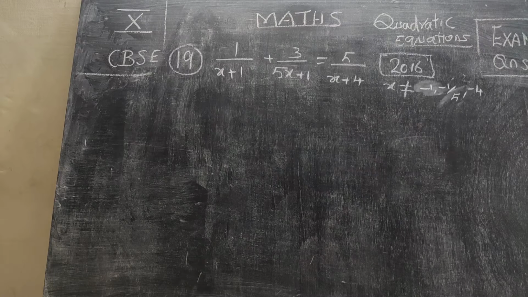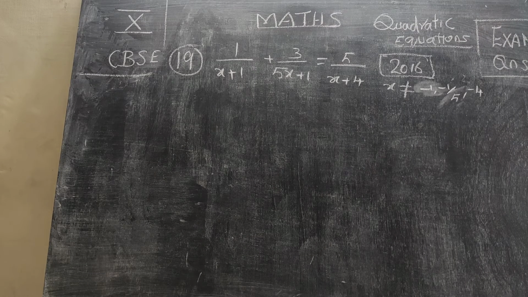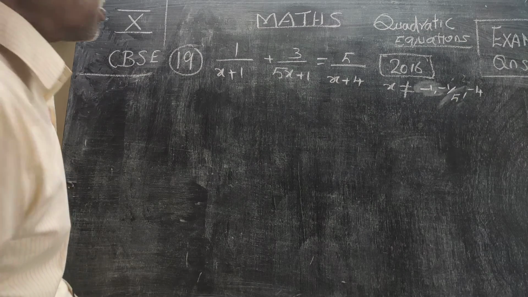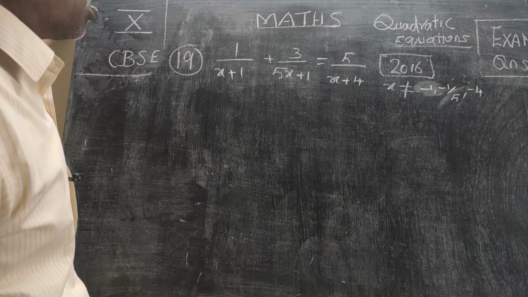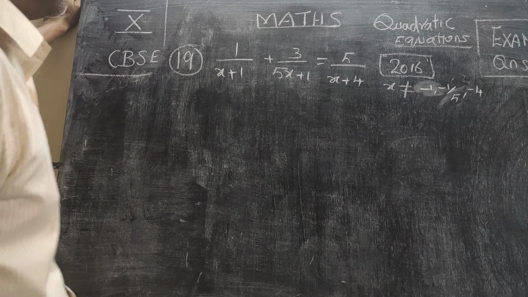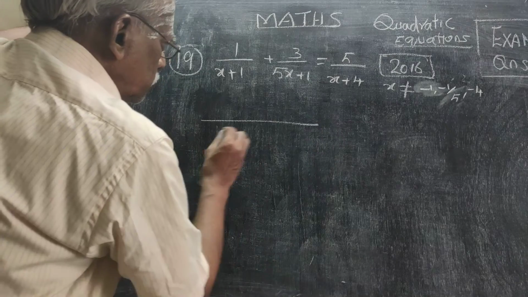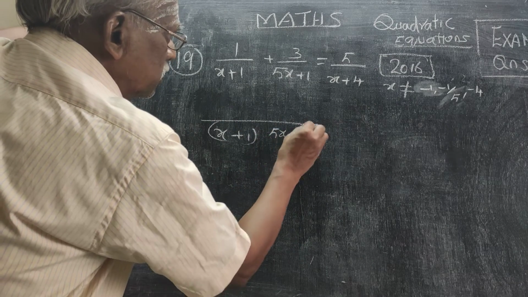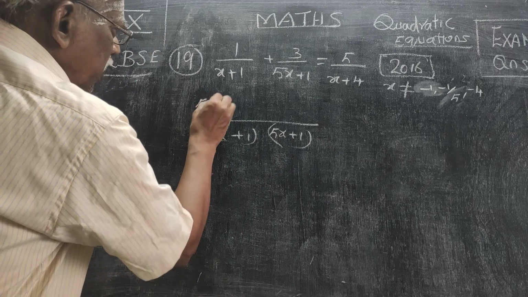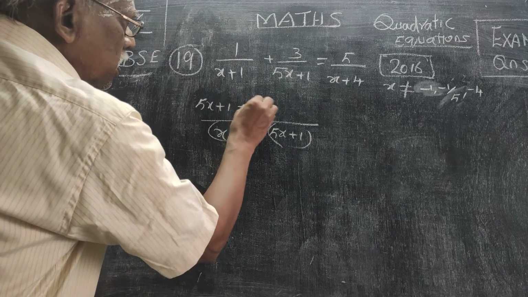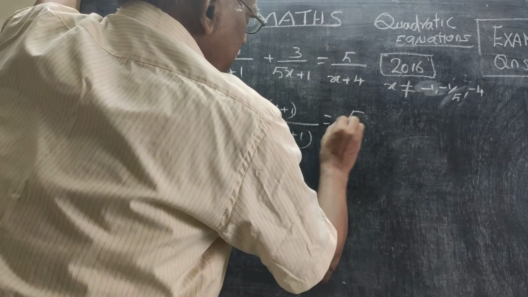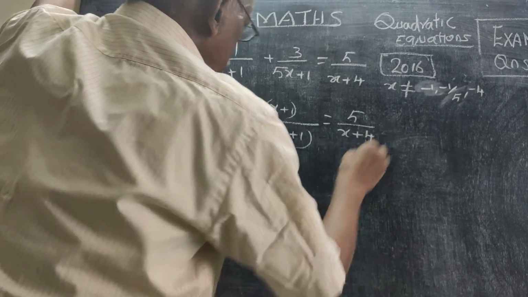I will go to the 19th. Question number 19. 1 divided by x plus 1 plus 3 divided by 5x plus 1 equal to 5 divided by x plus 4, asked in 2016, where x is not equal to minus 1 or minus 1 by 5 or minus 4. Take LCM. LCM is x plus 1 and 5x plus 1. So this becomes 5x plus 1, this 3 times of x plus 1 equal to 5 divided by x plus 4.